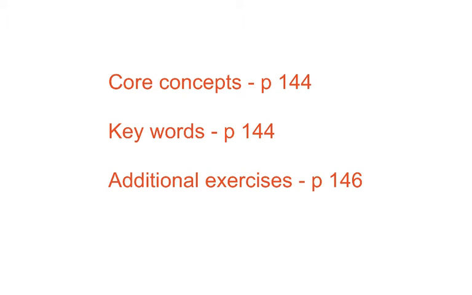I encourage you to take a look at the back of the chapter. On page 144 is a list of all of the core concepts of the whole chapter, separated by sections. Followed by that is a list of keywords in alphabetical order. And on page 146 are additional exercises. After you've done the homework and the learning curve, if you want more practice, you can check out the additional exercises starting on page 146. They are also separated out by section, so you can focus on whichever section you want to.